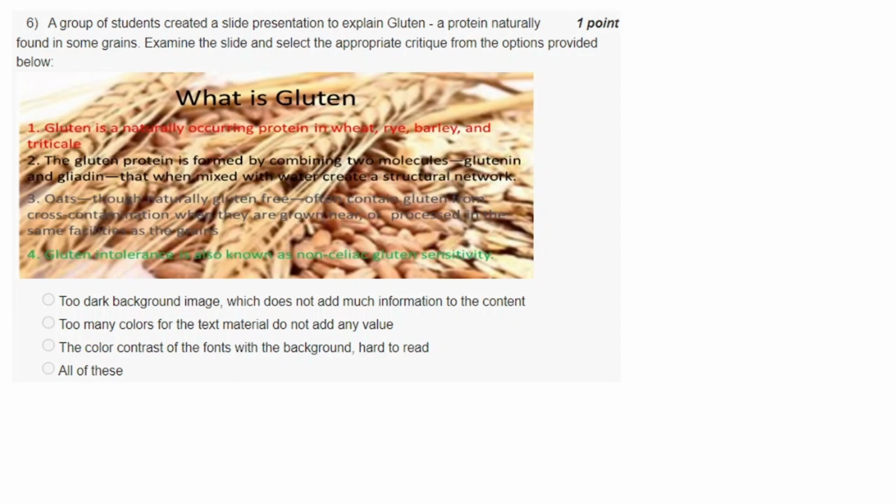Correct. Too dark background image. The background image has a lot of stuff, and it doesn't add anything to the information, to the content. Too many colors. There's blue, gray, red, green. If someone is sitting in an auditorium, they'll not be able to focus on one thing. They'll not be able to read properly, and someone sitting at the back bench will not be able to read at all. Then the color contrast of the fonts with the background is very hard to read.